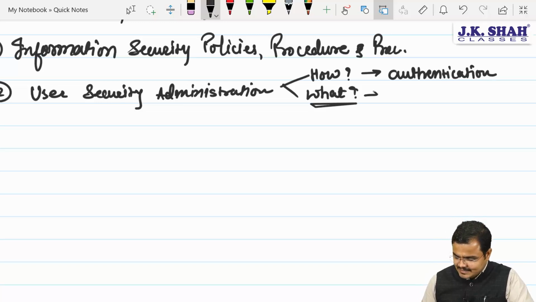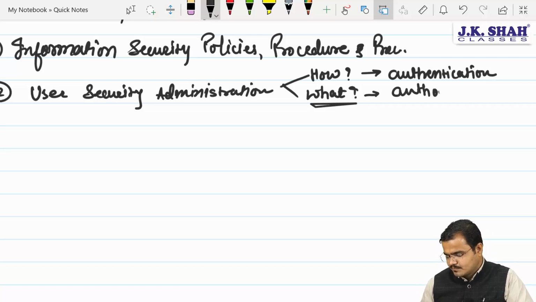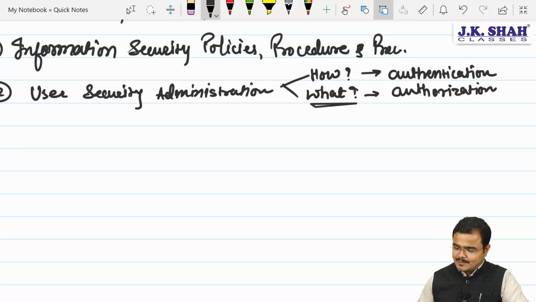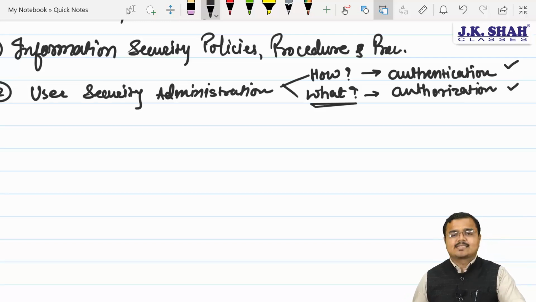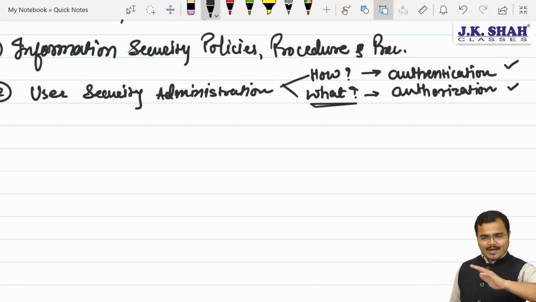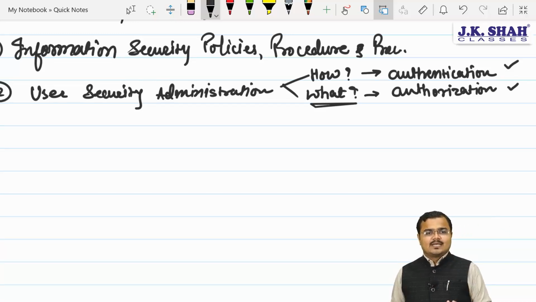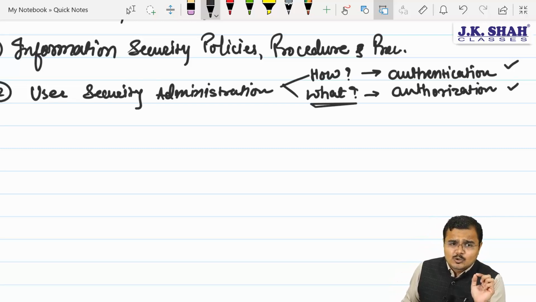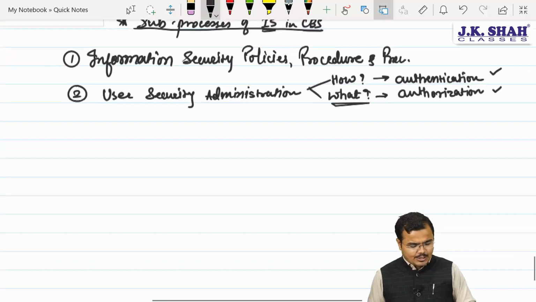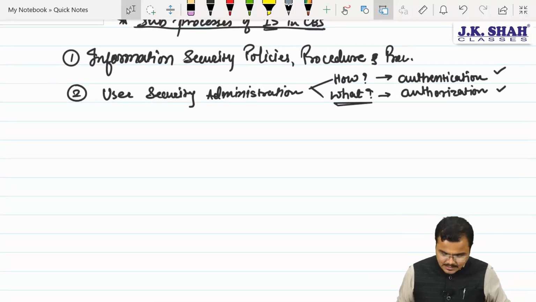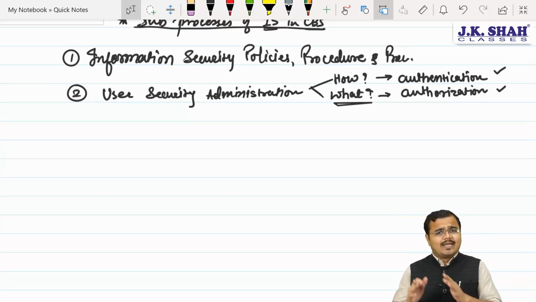Until what extent they are allowed to use the data would be authorization. Understood? So a PIN or password will be created for people to get their identification and verification done with the system, and role-based access control must be implemented to identify the users' accessibility level also. So first one, sir, information security policy, procedure and practices. Number 2, sir, user security administration.